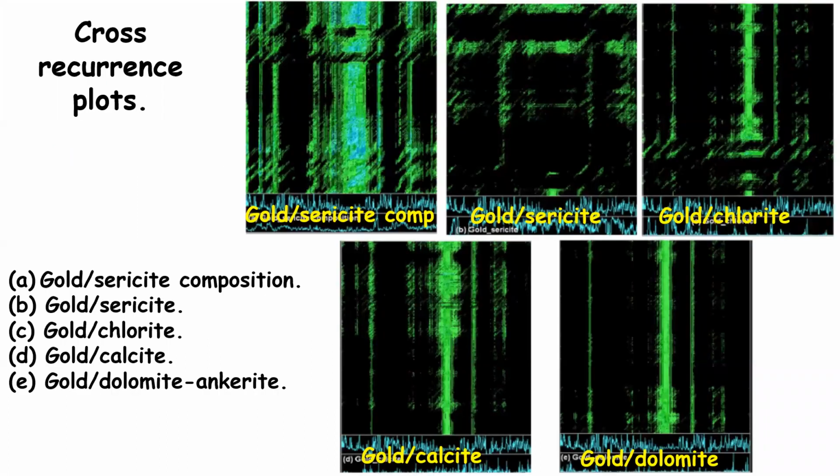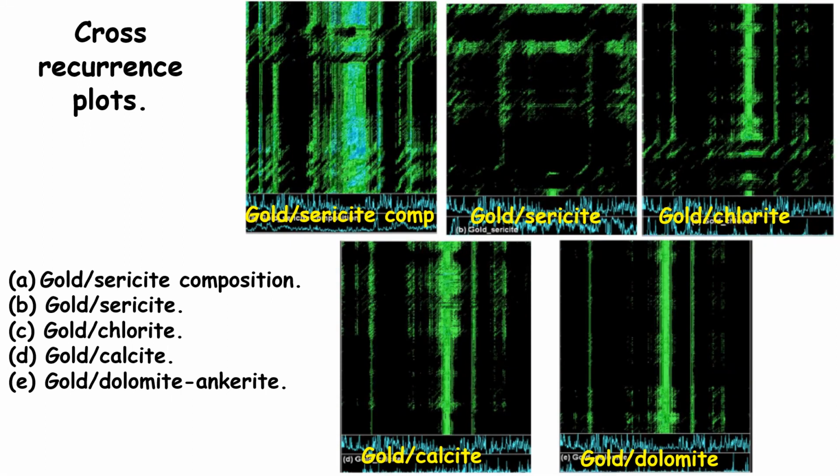Here are cross-recurrence plots for gold versus cerussite by composition, cerussite, chlorite, calcite, and dolomite. The cross-recurrence plot shows some degree of synchronization between the gold concentration and the other mineral species. The strongest correlation over the broadest range is between gold and cerussite composition. The most diffuse correlation is between gold concentration and cerussite abundance. The correlations become localized between gold and chlorite, gold and calcite, and gold and dolomite anchorite, with the most localized correlation between gold and dolomite anchorite.